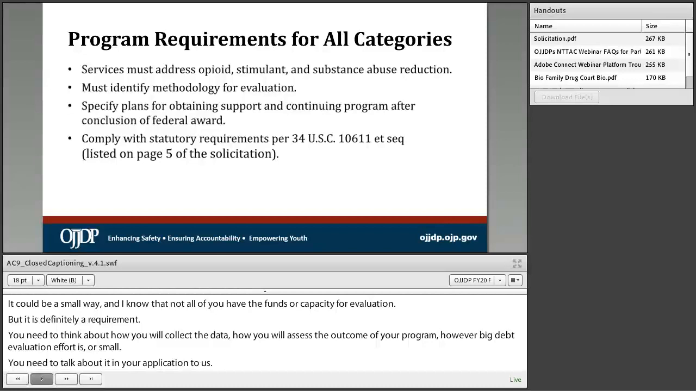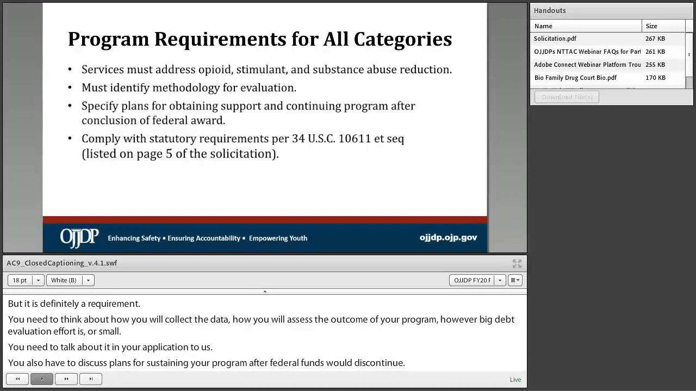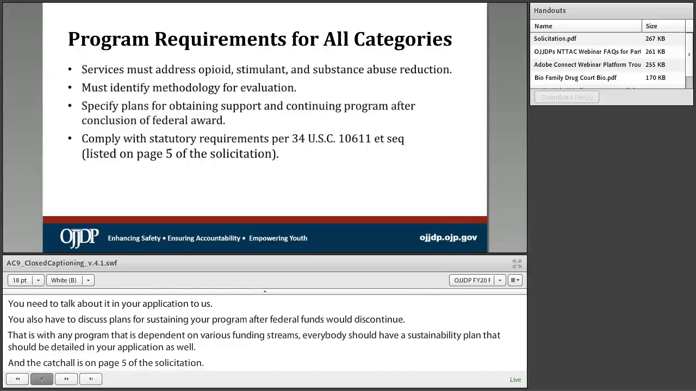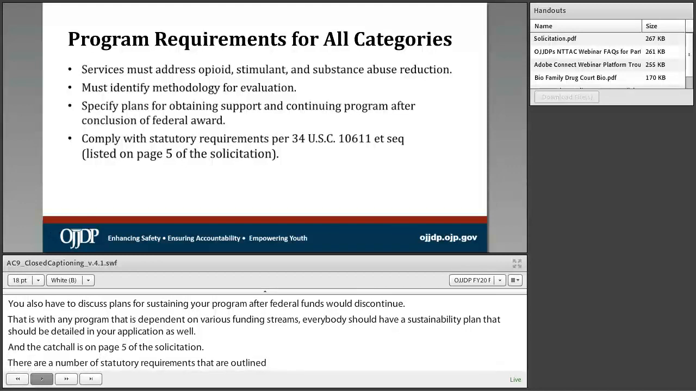As with any program that is dependent on various different funding streams, everybody should have a sustainability plan, and that should be detailed in your application as well. And then here's the catch-all. On page 5 of the solicitation, there are a number of different statutory requirements that our Office of General Counsel made sure was in there. So please take a look at the statutory requirements on page 5 of the solicitation and make sure that the program that you're proposing complies.